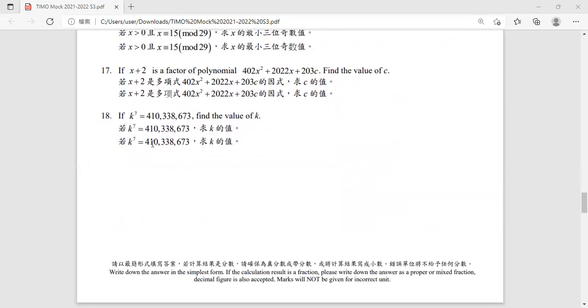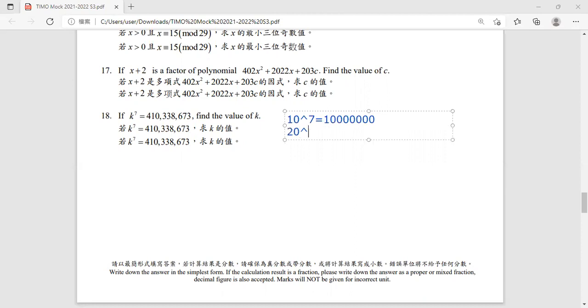Okay, 18. Now I could guess. How to guess this one? Now you have two ways to guess. First, because it's a power of 7, 10 to the power 7 has how many digits? There's 8 digits. So K must be bigger than 10.